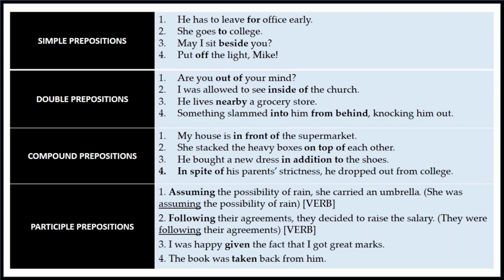What about past participle? Let's look at those two examples. I was happy given the fact that I got great marks. Given, it's a participle preposition because given comes with the fact. The book was taken back from him. Taken back from him. So with a noun. The fact is also a noun, and from him, back from him. So that's also a noun phrase.